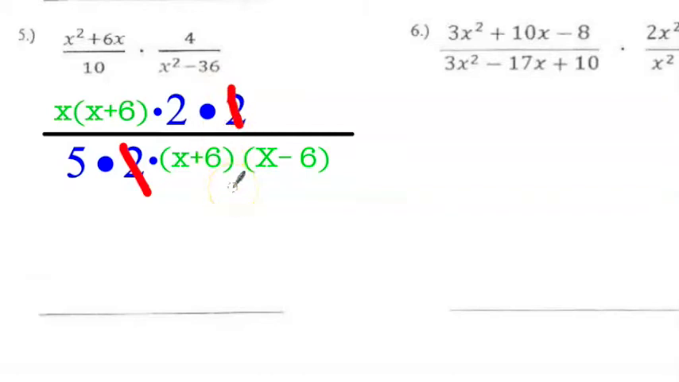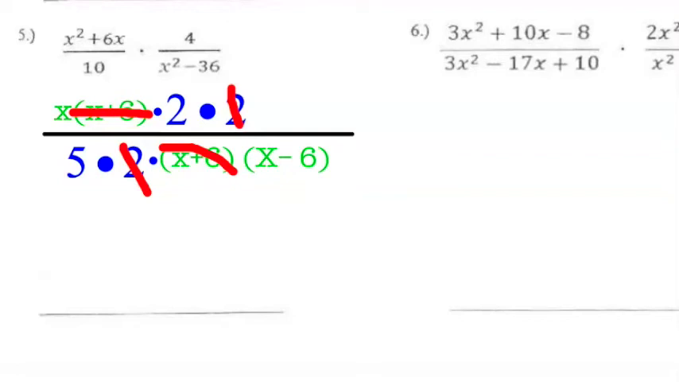And what else is common that I could get rid of? There's an x plus 6 and an x minus 6. Those aren't the same, but there is another x plus 6 on the bottom, so I cross those off. Now this x is not attached in a parenthesis to a 6, so that has to stay. And 5 and 2 can't reduce anymore, so we're going to rewrite it one more time.